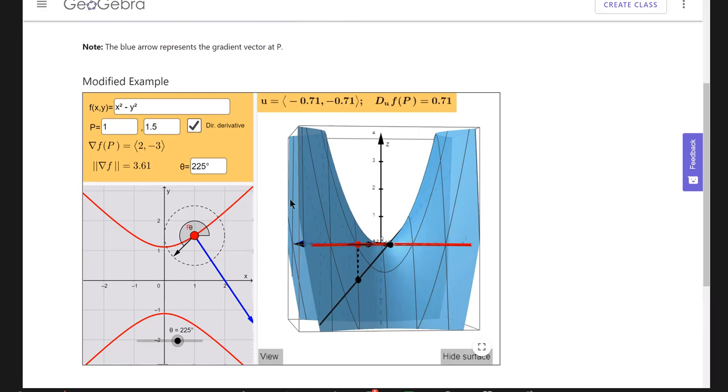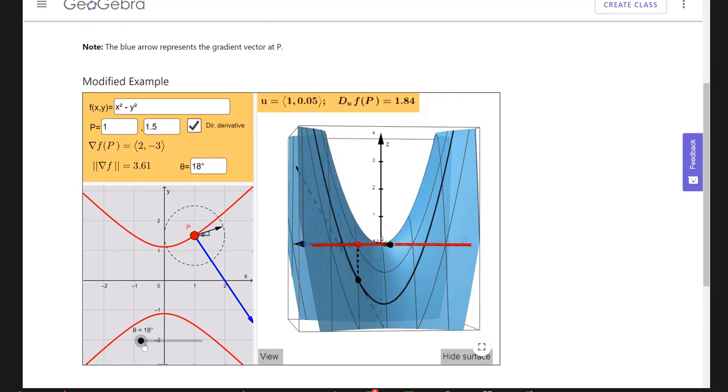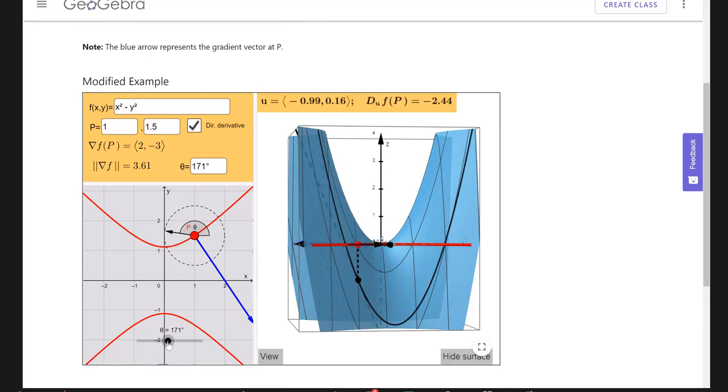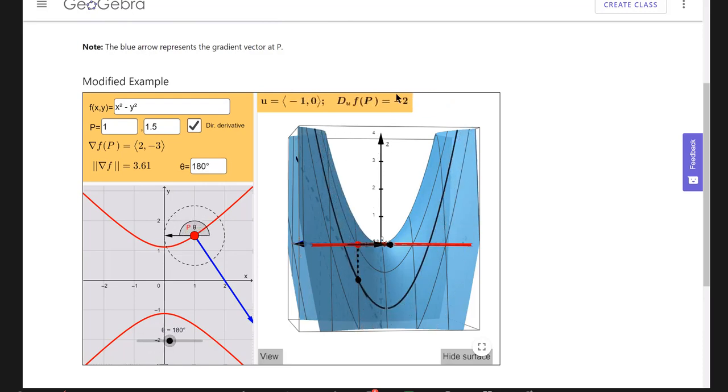So the big result that we had: as I scroll through these, each one is for a given angle theta. That angle theta is not the angle between our black vector and the gradient, but just a given angle from the x-axis. For each theta I get a different directional derivative, and up here we have the value of the directional derivative being computed.